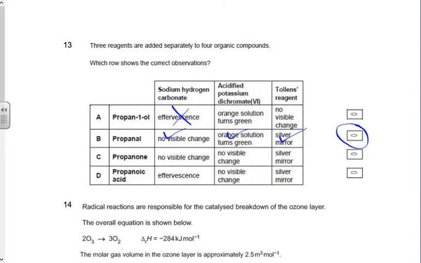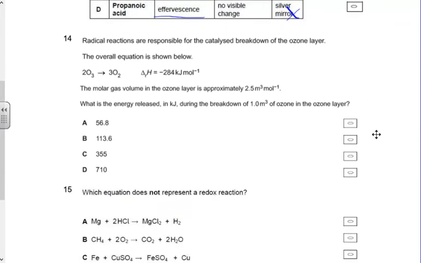C is a ketone. It will not produce a silver mirror with Hallam's reagent. And propanoic acid: the test for a carboxylic acid is that it will effervesce or fizz with sodium hydrogen carbonate, but propanoic acid will not form a silver mirror. So again, the correct answer to question 13 is B.